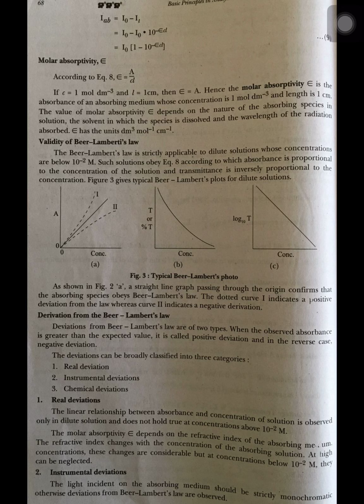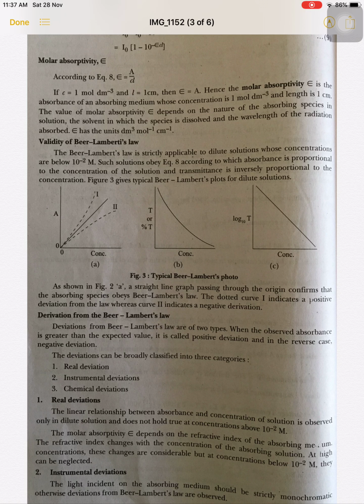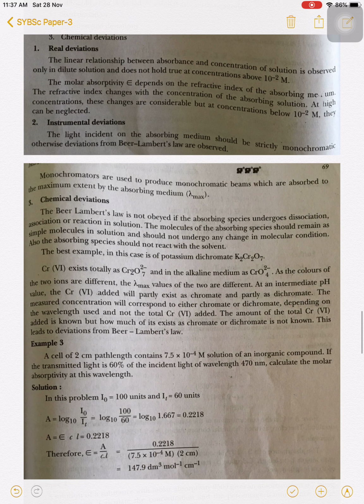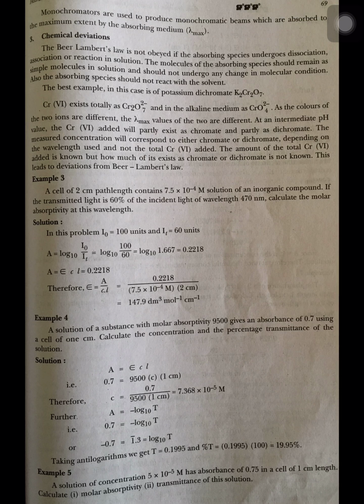Whatever light is incident on the absorbing medium should be monochromatic. Monochromatic means single colored, that is, single wavelength light. If you pass it through the absorbing medium, then and only then is this law obeyed. So monochromators are used to produce monochromatic beams which are absorbed to the maximum extent by the absorbing medium, that is lambda max. In the last lecture we saw what the lambda max value is and why it occurs in the solution.